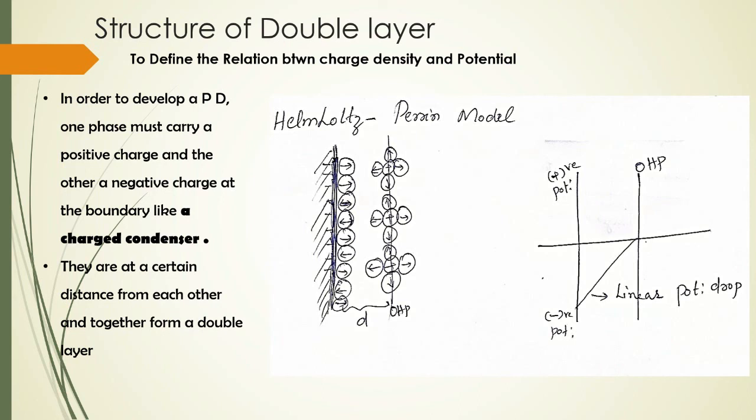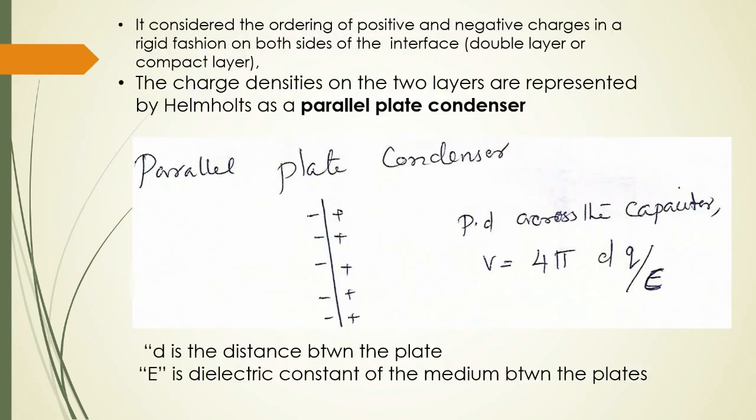And a potential difference again will be developed at this boundary, and that potential will be equal to V = 4πdq/ε, where d is the distance between the two plates and ε is the electric constant or dielectric constant of the medium between the plates. Actually, in this model, the produced electric potential may move from its surface value to a zero value over the thickness of the layer. It depends upon the distance between the inner Helmholtz plane and the outer Helmholtz plane.